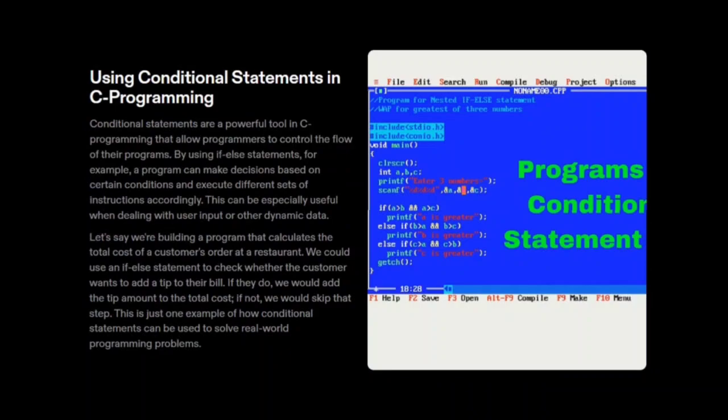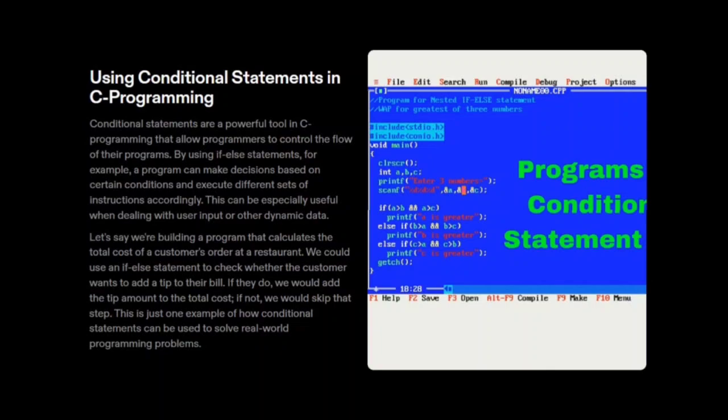Conditional statements in C programming are a powerful tool that allow programmers to control the flow of their programs. By using if-else statements, for example, a program can take decisions based on certain conditions and execute different sets of instructions accordingly. This can be especially useful when dealing with user input or other dynamic data.